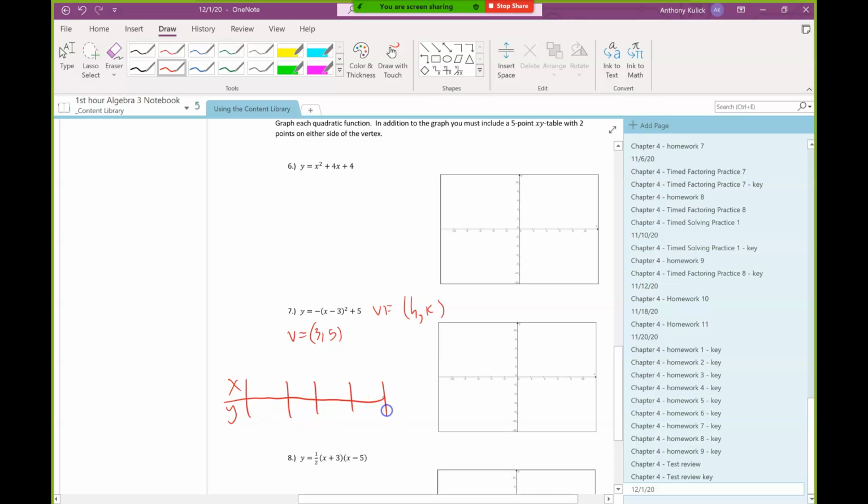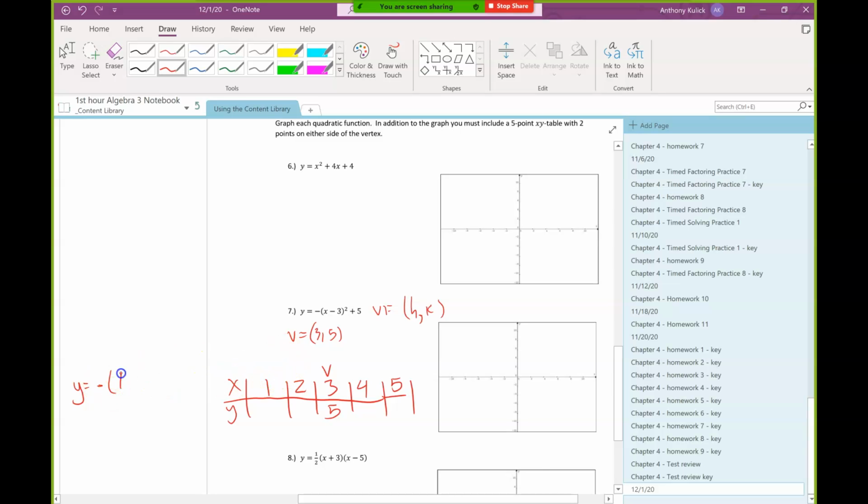So I'll make my 5-point xy table here. We'll put the vertex in the middle, and then I'm just going to pick 2 x's that are less than the x-coordinate for the vertex, and then 2 x's that are bigger than the x-coordinate for the vertex. Then to find their corresponding y-coordinates, I'm going to take turns and plug each of these x's in.